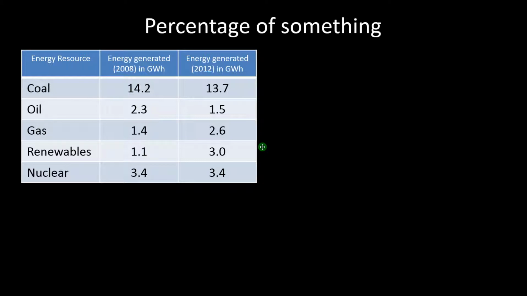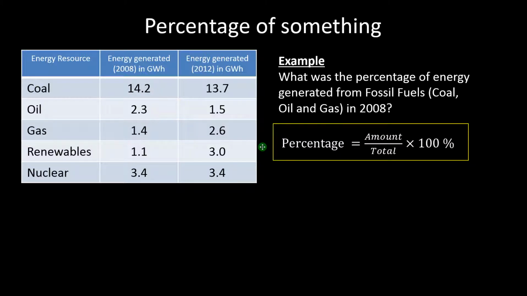Okay, so this video is about working with percentages in science, and there are four main things you need to do, the first of which is being able to calculate the percentage of something. And what I mean by that is in this example here.